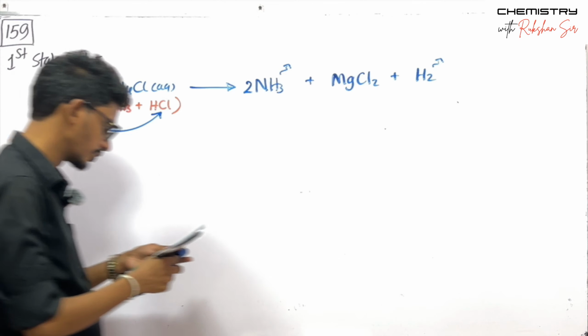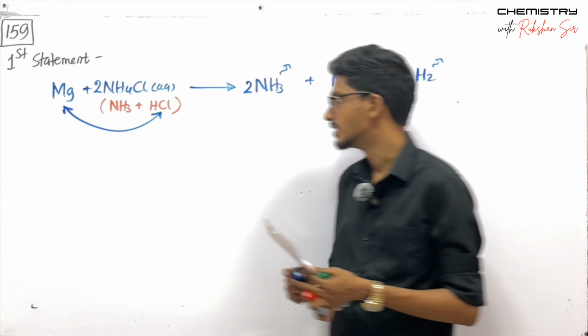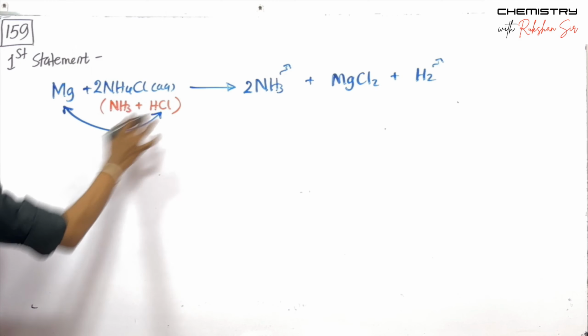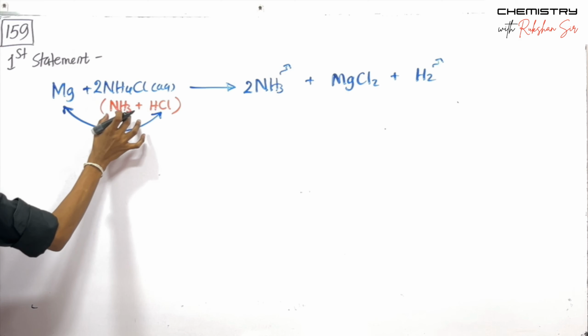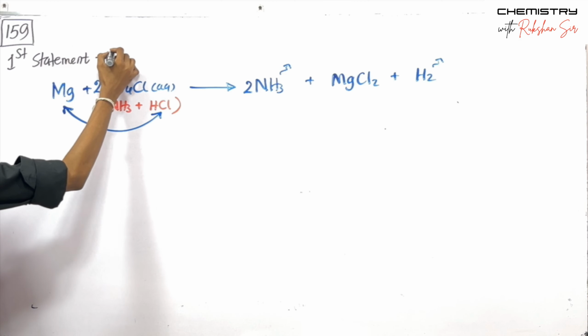So again, let's go to the statement. Magnesium reacts with an aqueous solution of ammonium chloride to form H2 gas. Yes, that is true. So regarding ammonium salt reactions, basically you can consider it as a combination of ammonia and the corresponding acid.